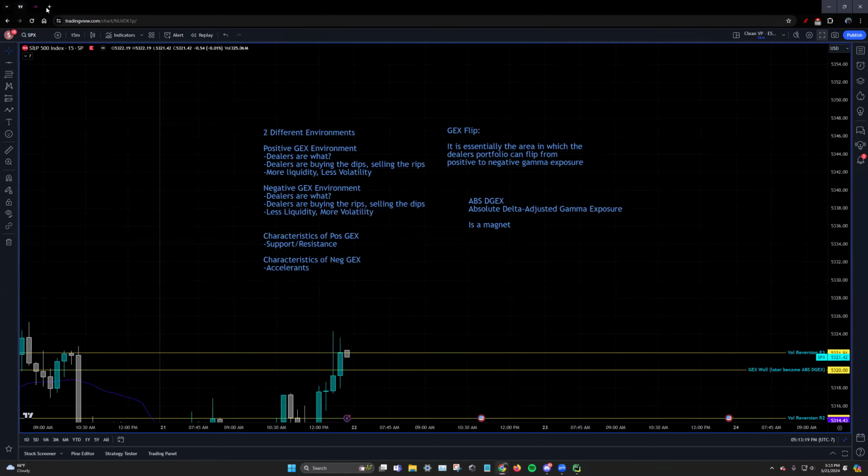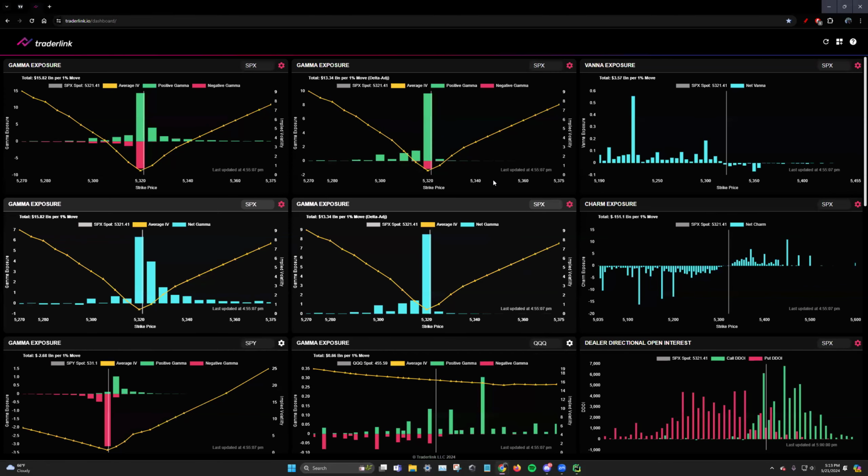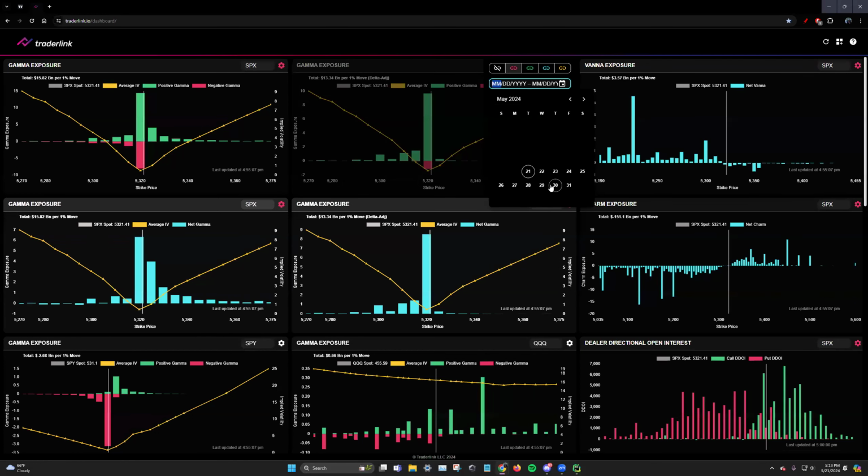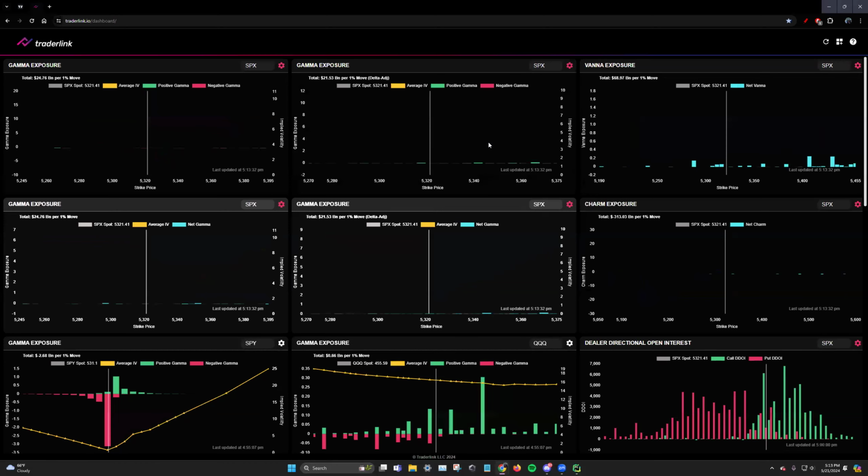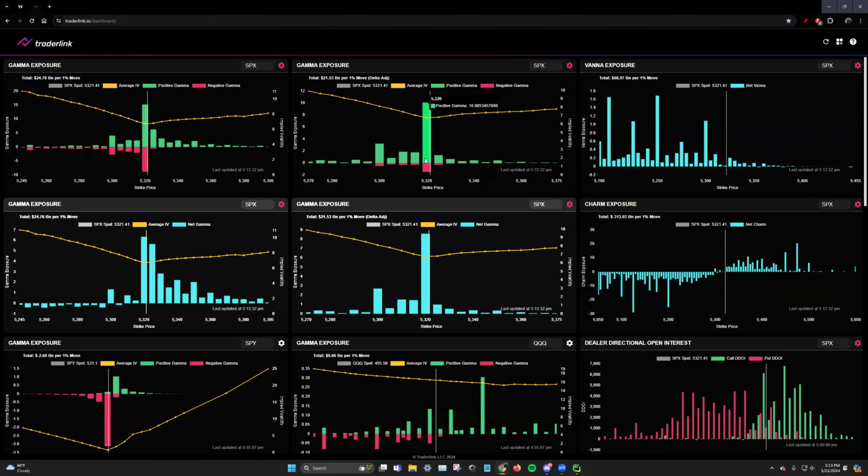What does ABS-D GEX look like? It's just the biggest bar on the split chart, right? So the green and red bar on the split chart. So let's just pull up an aggregate amount so we can spot it a little better. Okay, well, 5320 is massive. So this is the absolute delta adjusted gamma exposure, and that's the level for it. And this is what it looks like.